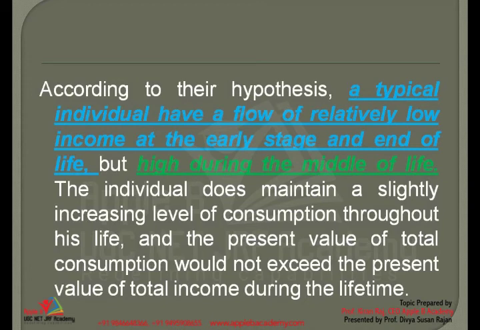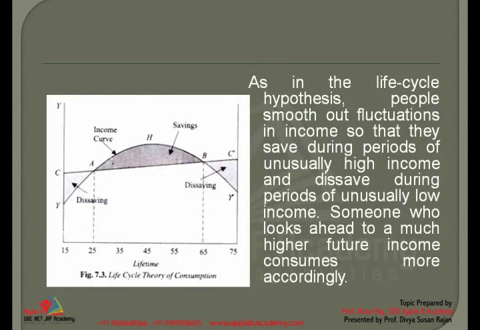That is to say, even after retirement, the individual will save in such a way that the consumption pattern followed during his working period is actually continued even after retirement. So his consumption will keep on increasing throughout his life. However, the present value of consumption will not exceed the present value of the total income during that lifetime. So here we can see a clear picture of how the life cycle hypothesis shows the consumption pattern of an individual over his lifetime.